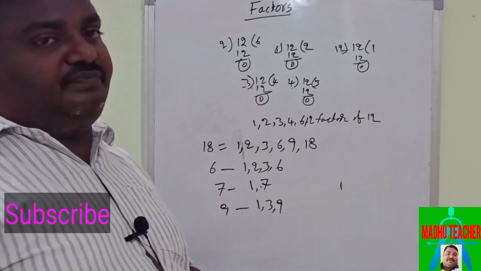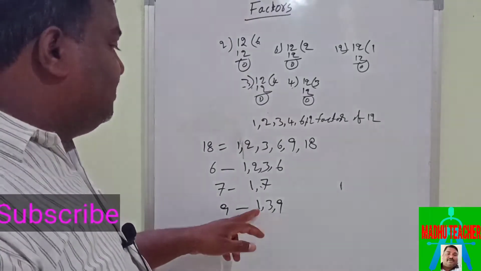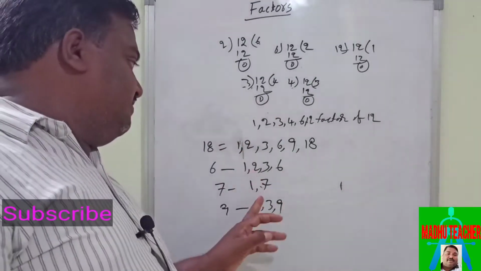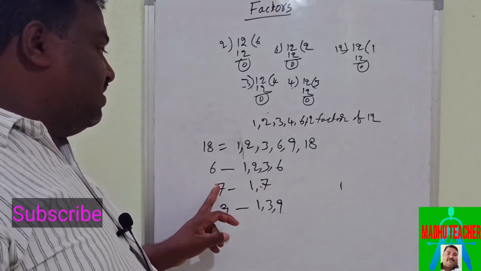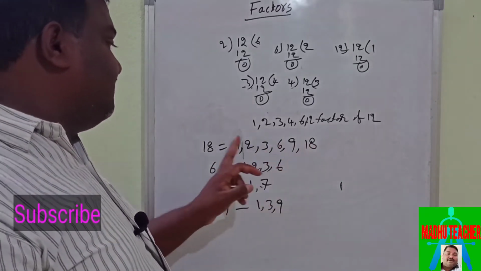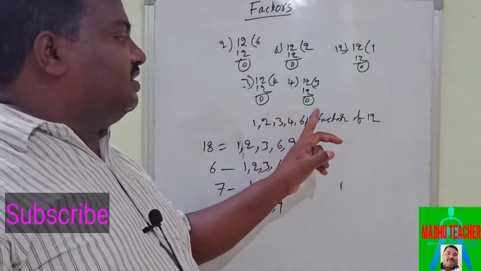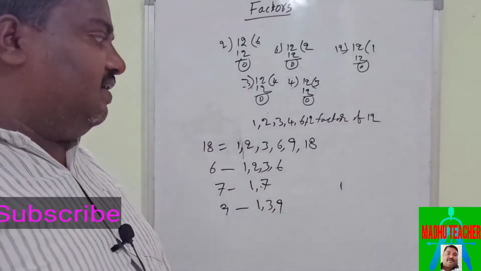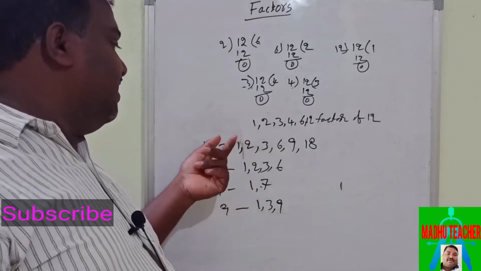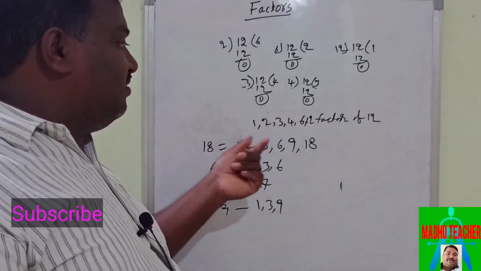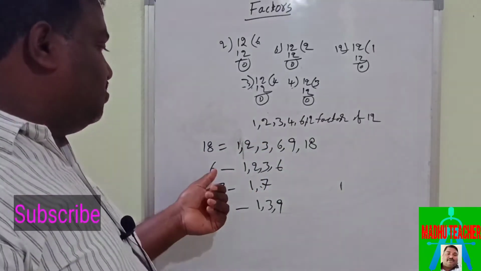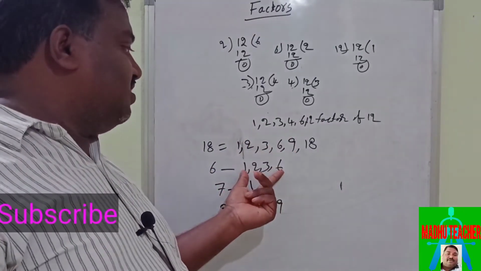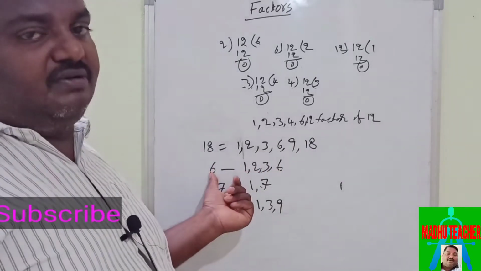By observing all these, we can conclude that 1 is a factor of all numbers and a number is a factor of itself. 9 is a factor of 9. 7 is a factor of 7. 6 is a factor of 6. 18 is a factor of 18. 12 is a factor of 12. Like this, a number is a factor of itself and every factor is less than the number. These are all less than 18 and 18 is equal to 18. Here also these are all less than 6 and 6 is equal to 6. That means all the factors are less than or equal to the number.